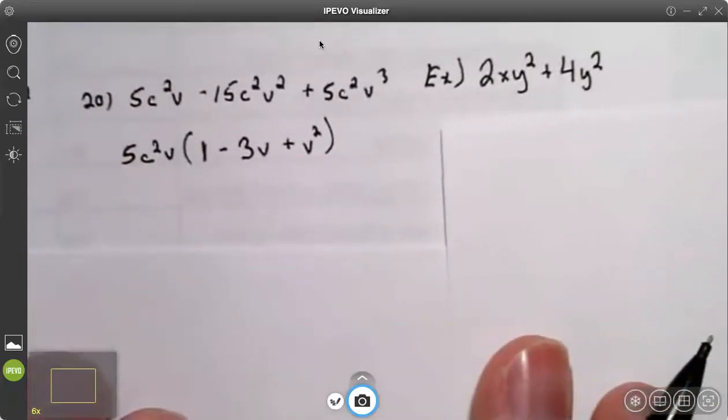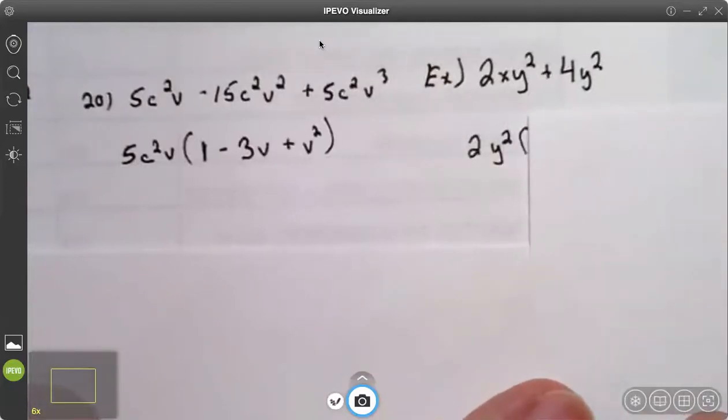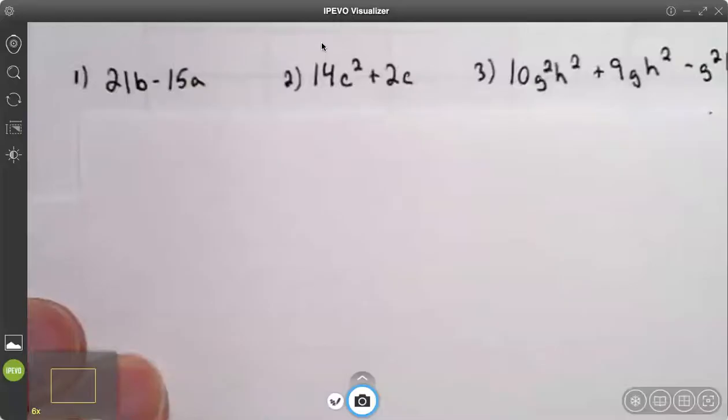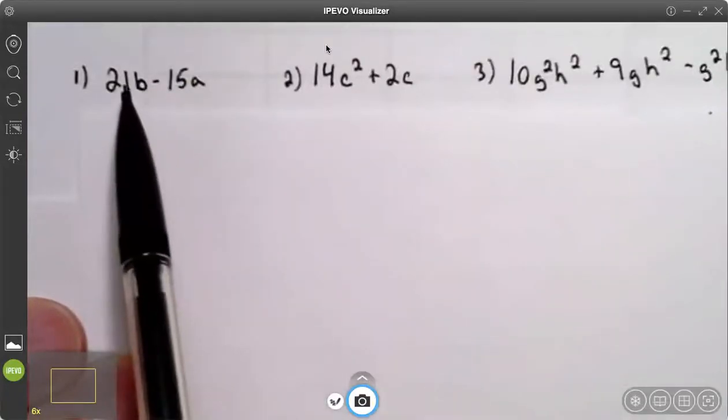All right, try this next one that's labeled example. My greatest common factor is 2y squared, and that leaves me with the x in the first term and 2 in the second term. Looks like we're starting over at number 1 here. Try number 1.